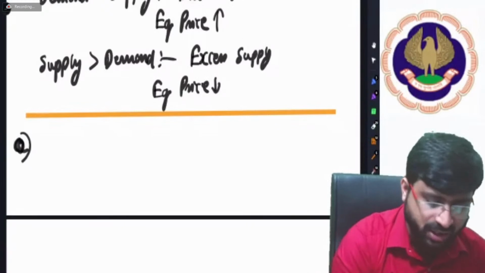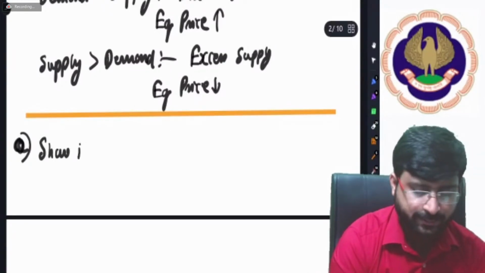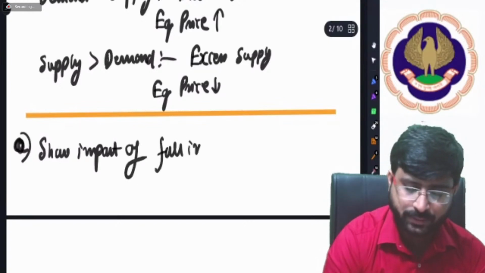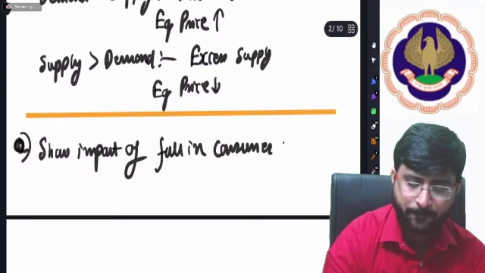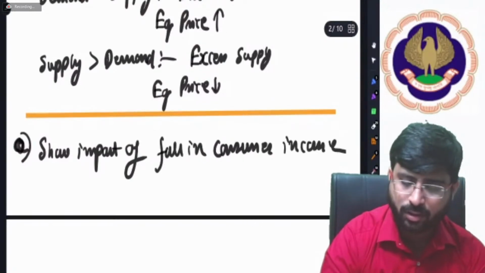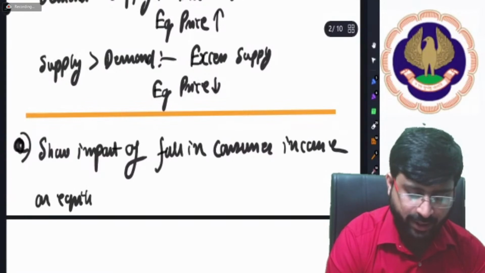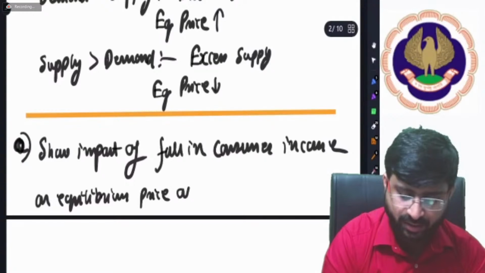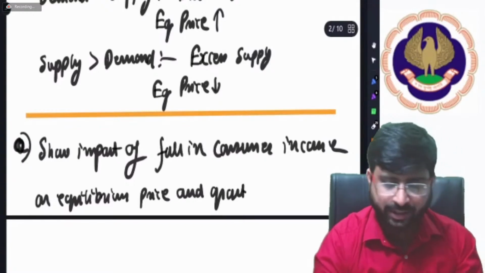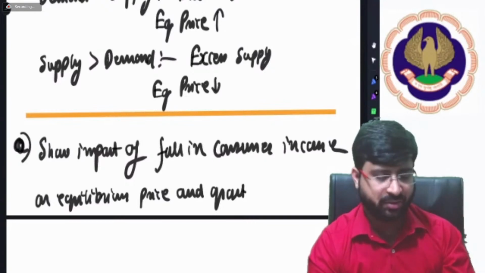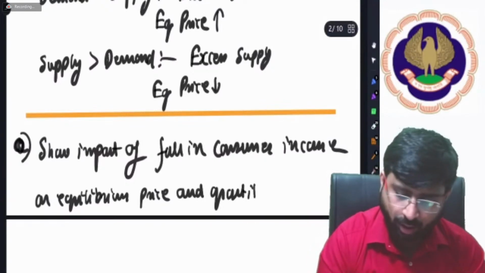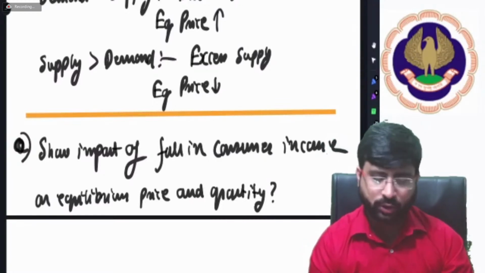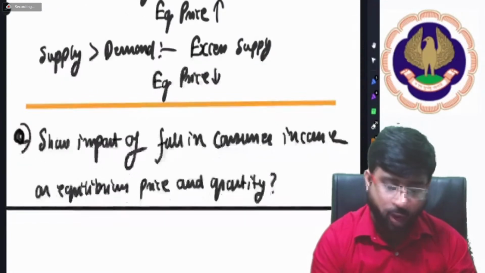Now, see, suppose the question is: show the impact of a fall in consumer income on equilibrium price and quantity level. Show the impact of a fall in consumer income is what they are telling.